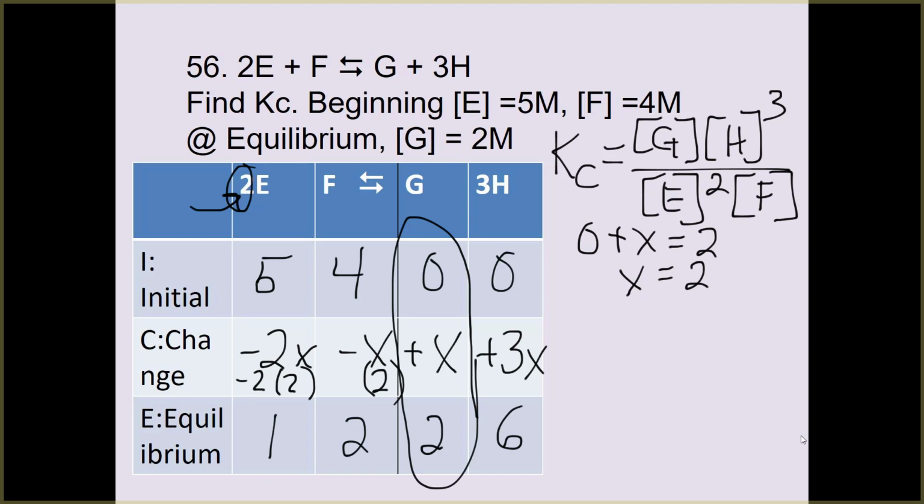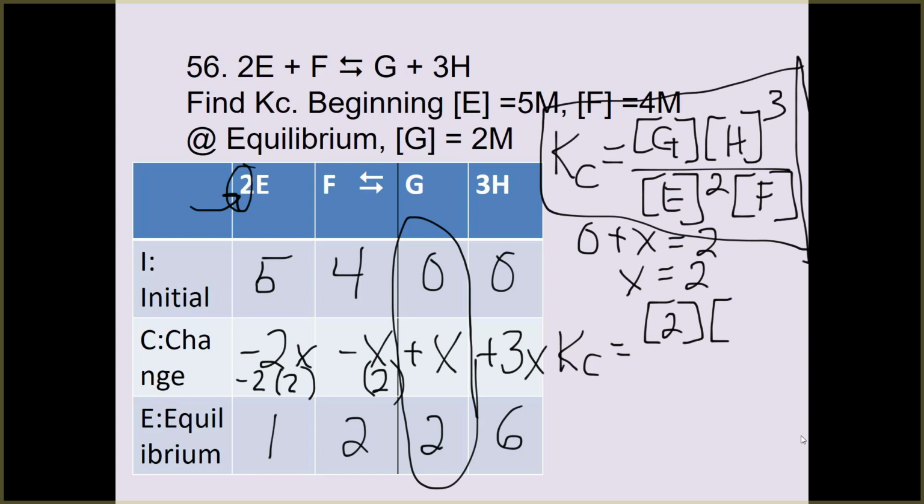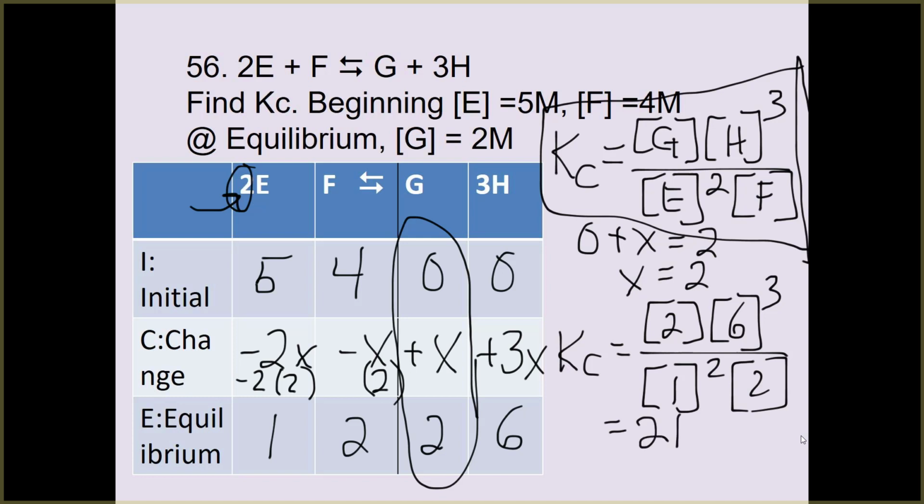Now I can just plug it into that formula. So this is why that formula is so important, to remind us that the H needs to be cubed and the E needs to be squared. So let's go ahead and fill it in. So we have our G is 2, our H is a 6, and our E is a 1 squared, and our F is a 2. So we can just do our math now. And I get 216. Again, no units. And will I have more products or more reactants? I should have more products.